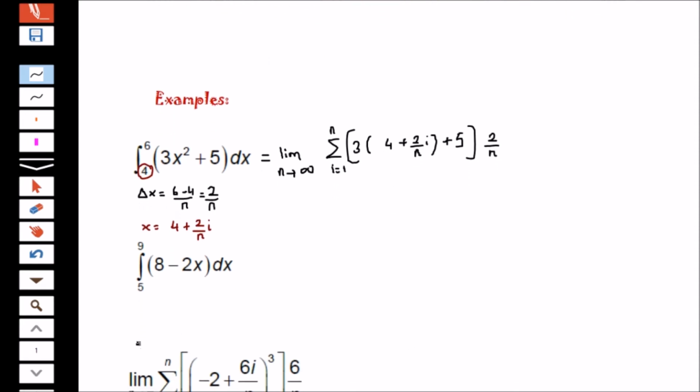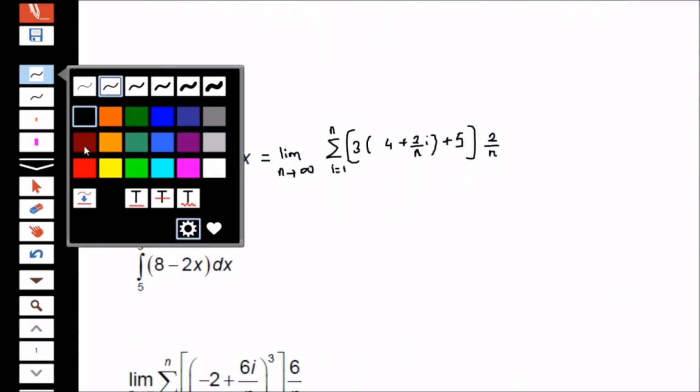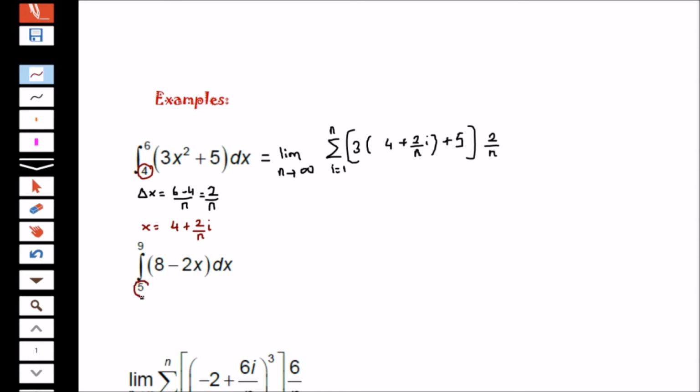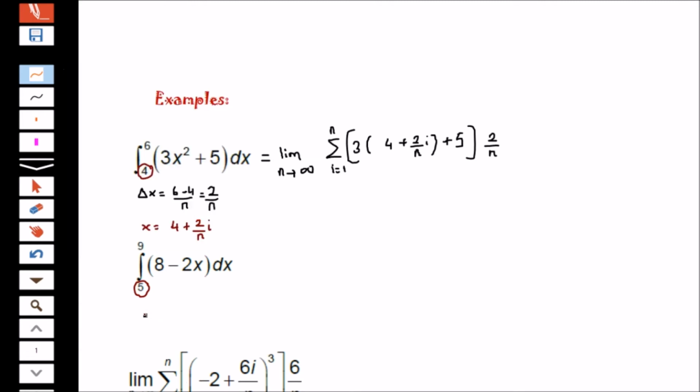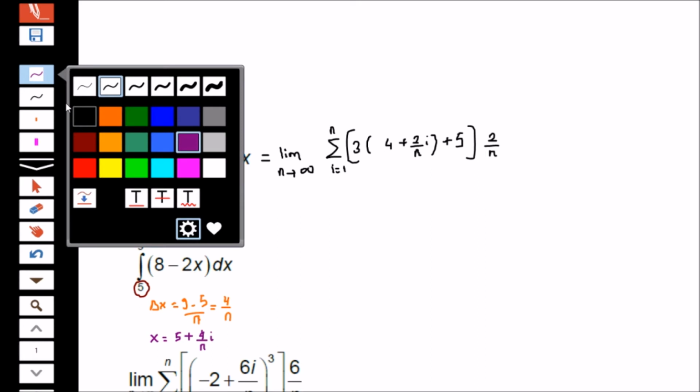Okay, the other one. Let's start with the lower bound. Lower bound is 5. And delta x is 9 minus 5 over n, so delta x is 4 over n. And in order to write x, we will start with lower bound 5 plus 4 over n times i. Let's start it.